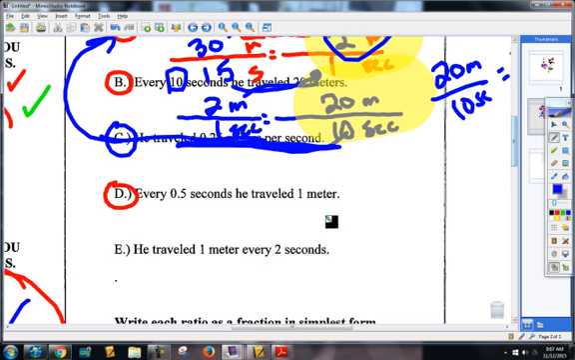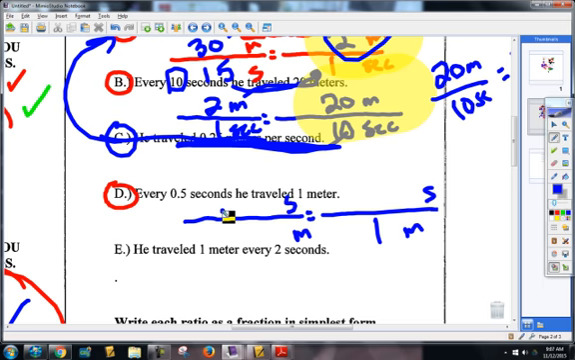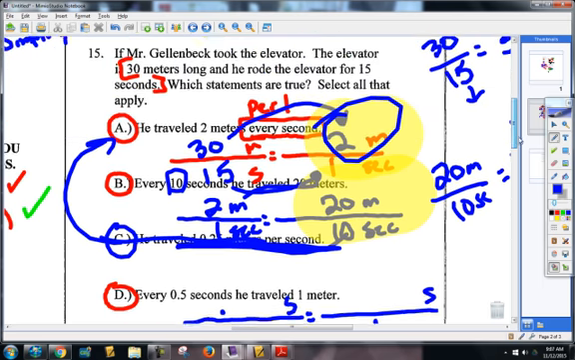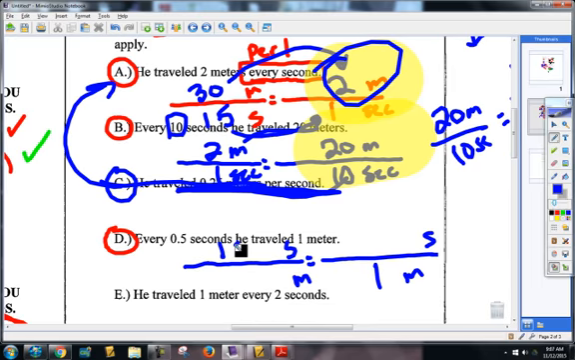Now, letter D, we're doing the other unit rate. We want to know how long it takes him to travel 1 meter. You had to have this work. And I know meters on the bottom, seconds on the top. What's my ratio? It's 15 seconds for 30 meters. What am I doing to go from 30 to 1? Divided by 30. So I got to do that here. I'm going to end up getting 0.5 seconds. Can I have a partial second? Yeah. Sure. That's why D is right.